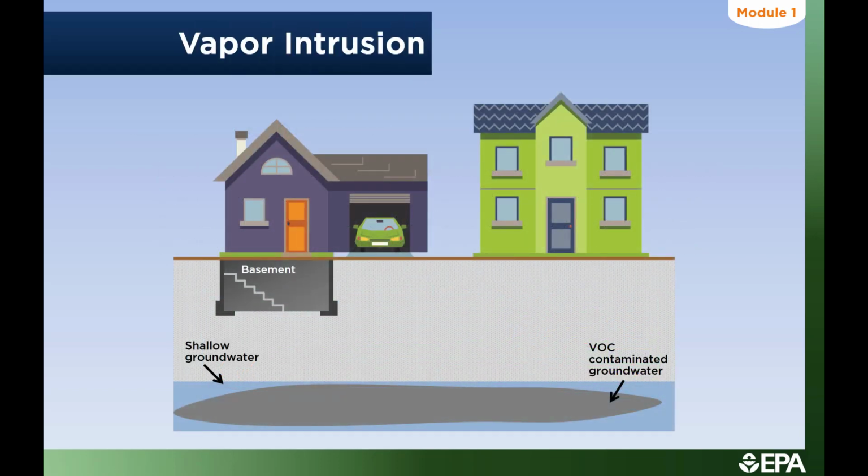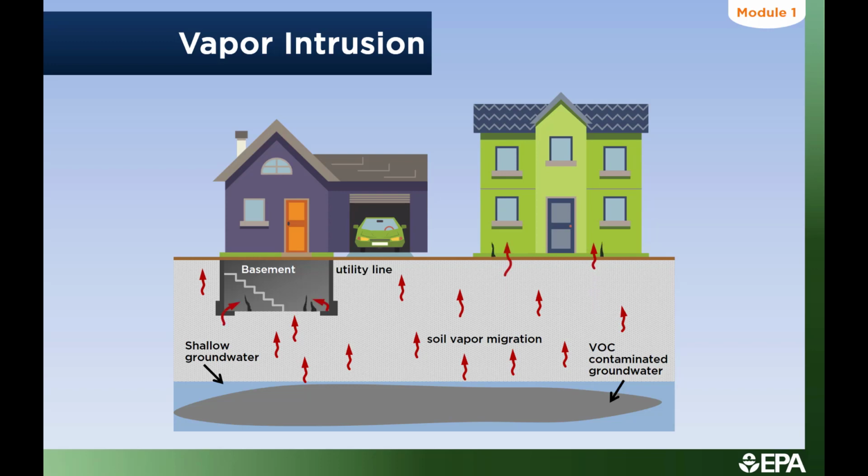Vapor intrusion refers to the migration of hazardous vapors from the subsurface environment into overlying regularly occupied structures and is the most common form of subsurface intrusion. Preferential pathways such as cracks in the foundation, unsealed crawl spaces, sumps, or utility lines can make structures overlying subsurface contamination more susceptible to vapor intrusion.